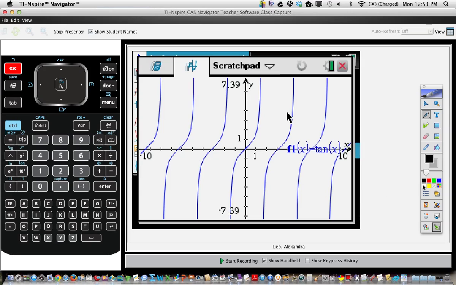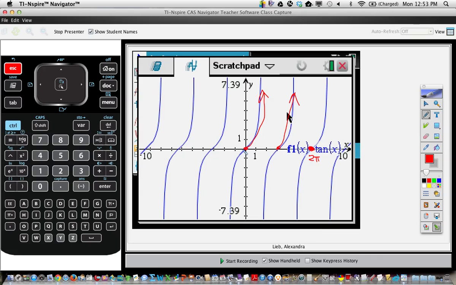Well, that would be right here. Right here. And then we're outside of 2 pi here. I think this is 2 pi right here? I think that's 2 pi right there.